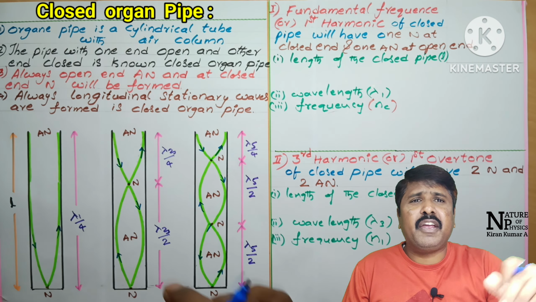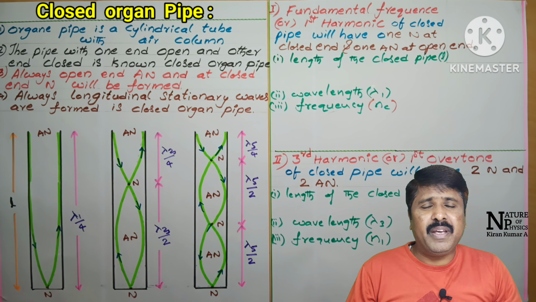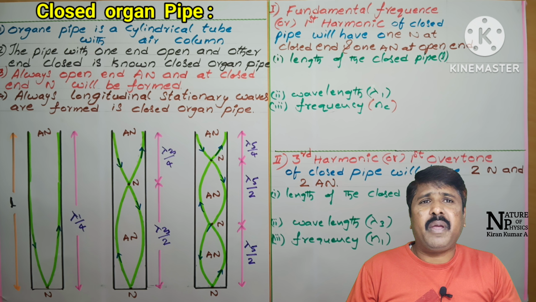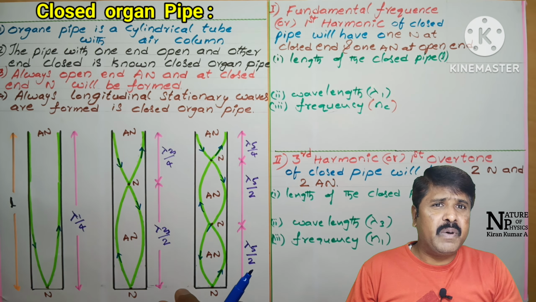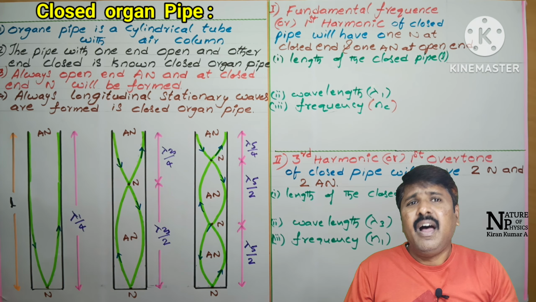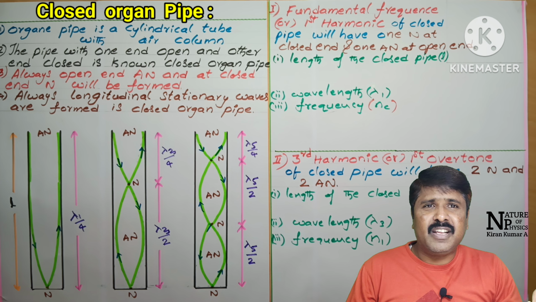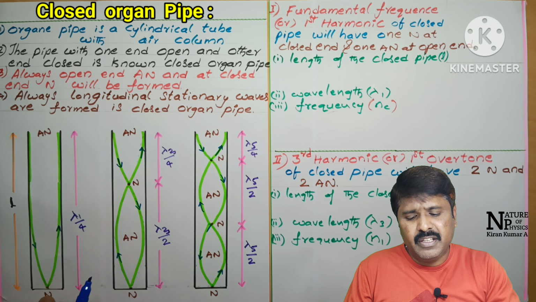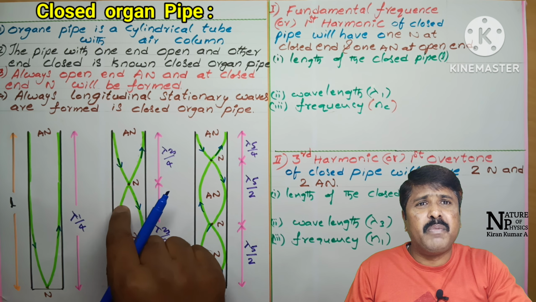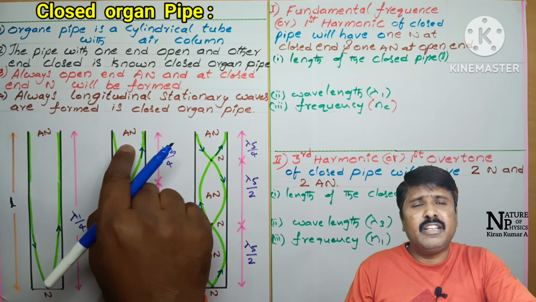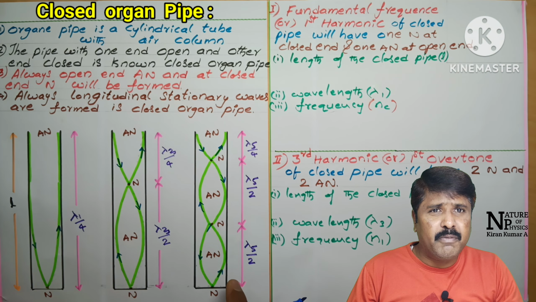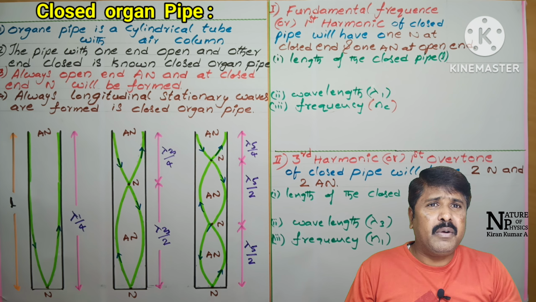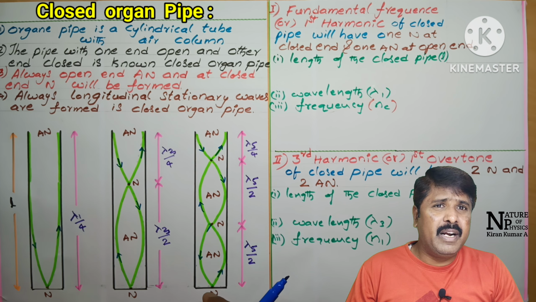Always longitudinal stationary waves will be formed in the closed organ pipe and also in the open organ pipe. In a stretched string transverse stationary waves form, but in pipes longitudinal stationary waves form. In longitudinal stationary waves, a node represents zero displacement from the mean position, and an antinode represents the maximum displacement from the mean position of the pipe. After that we will discuss the fundamental frequency.